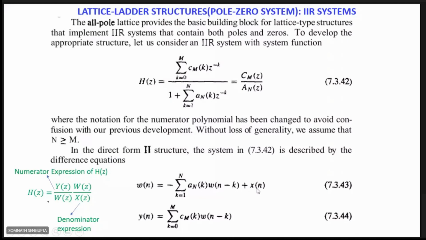And if you take the other numerator expression, that is only the summation of Cm k z to the power minus k, it is equal to Y(z) by W(z). So if you calculate the inverse Z transform of that, it is only a numerator expression, and it represents an FIR system. Okay, so only zeros are there.